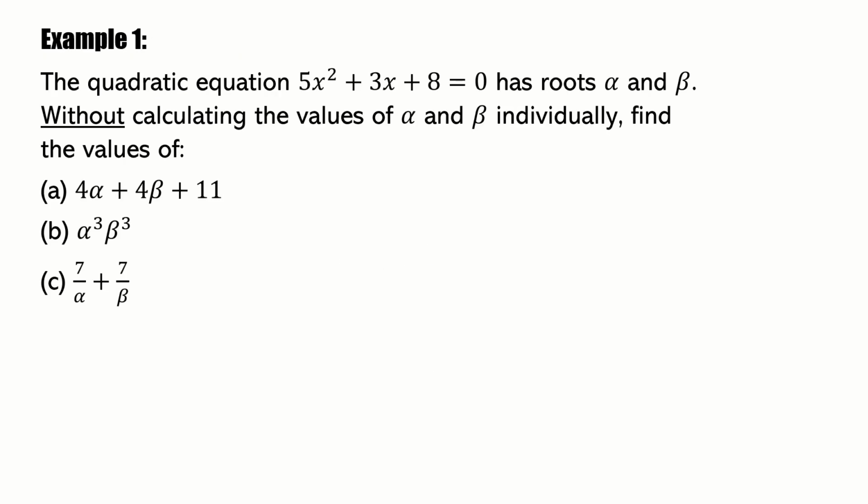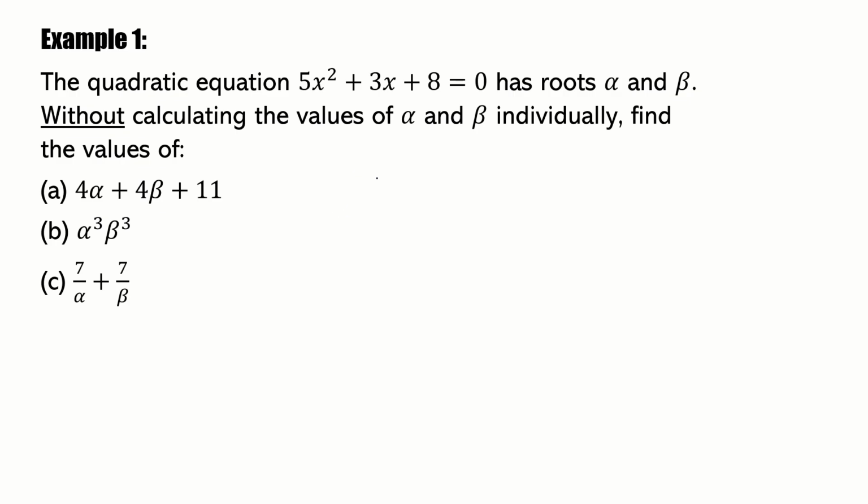So we've been given the quadratic 5x squared plus 3x plus 8 equals 0 has the roots alpha and beta. And we've been specifically told that without calculating the values of alpha and beta, we need to find the values of all these other expressions that are in terms of alpha and beta. So it's worth noting this question has almost tried to hint to us in several ways that this is a roots of polynomials question. First by mentioning these Greek letters alpha and beta, which is often associated with this topic, but also because they are saying without calculating what those roots are individually.